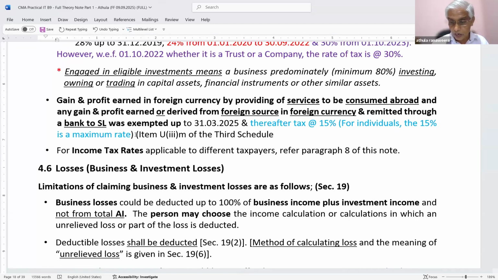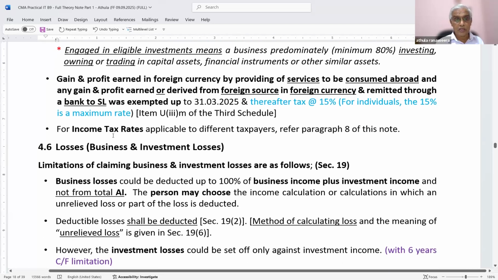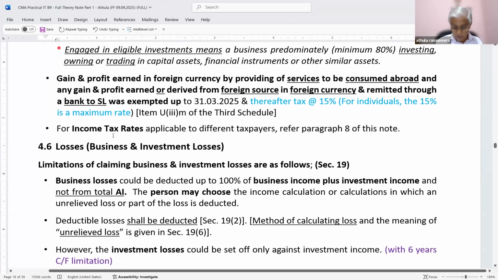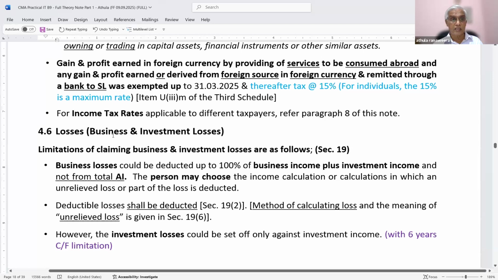This was covered under item U3 of the third schedule. That was the section. Now, anyway, the validity of that section is over. Now, no validity. Then, for income tax rates applicable, we can see what the income tax rates are. I have given that in paragraph 8. We will see that later.